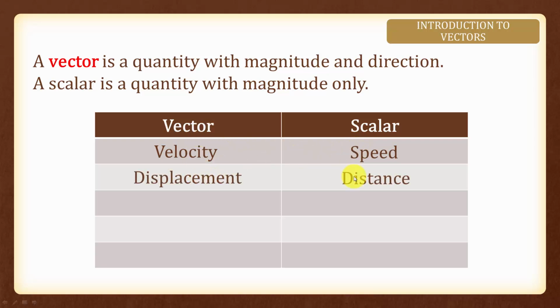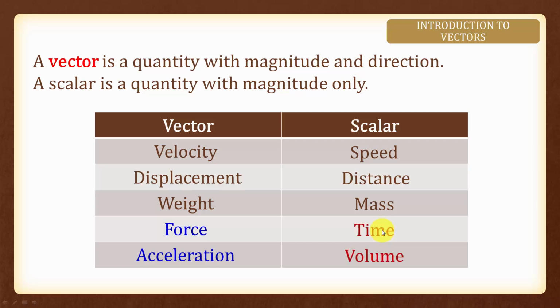Displacement is a vector, and distance is a scalar. Weight is a vector, while mass is a scalar. Other examples of vectors are force and acceleration, and other examples of scalars are time and volume.